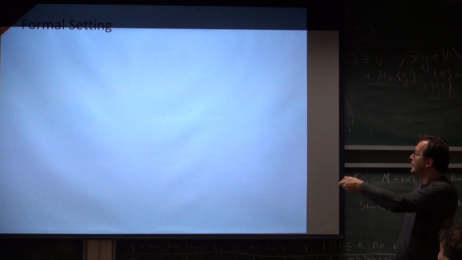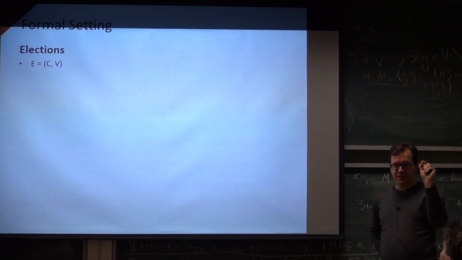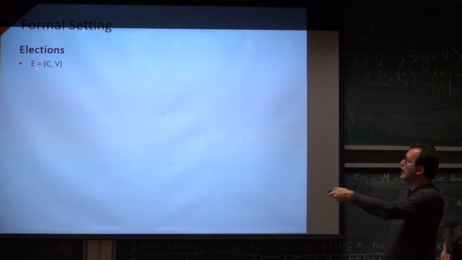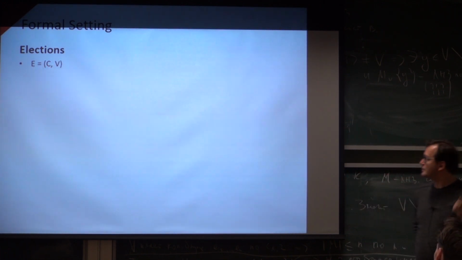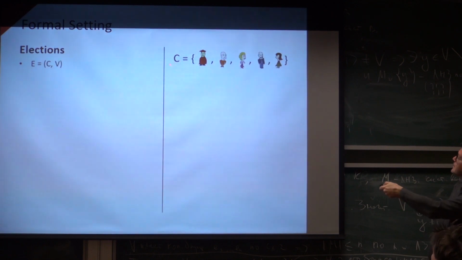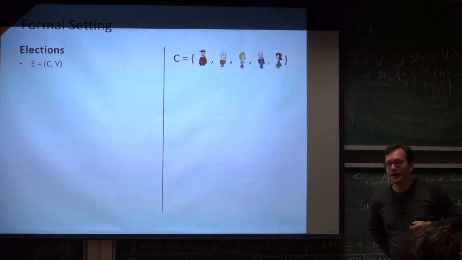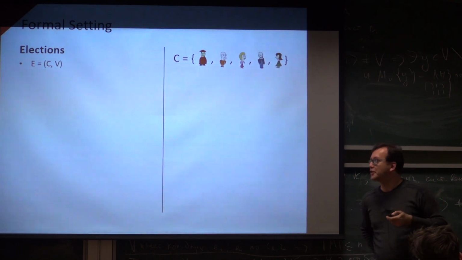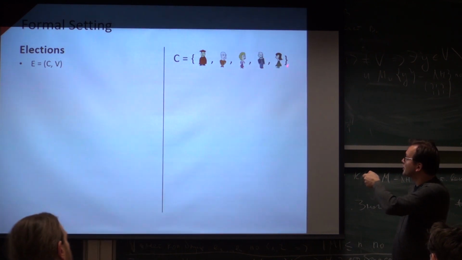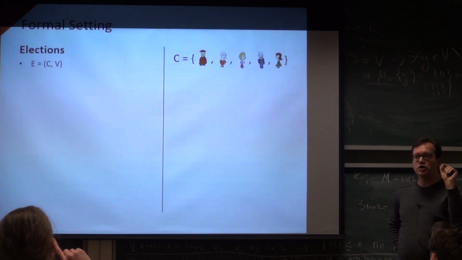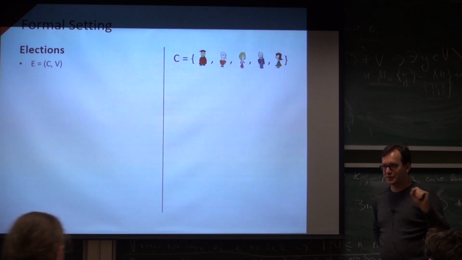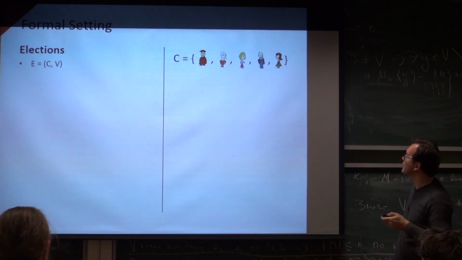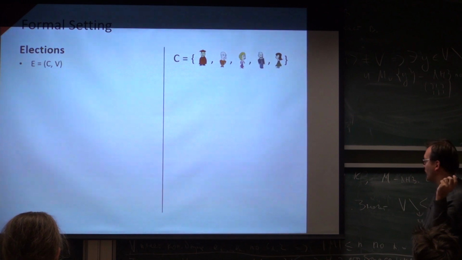So we have a formal setting. An election is simply a pair E with a set of candidates and a set of voters. The set of candidates is, for example, the red guy, orange, pink, blue, and green. And thanks to my co-author Nimrod Talmon, who once was giving a similar lecture and confused the colors of orange and green, since then there's not a single lecture when I did not confuse colors. So correct me if I say something wrong.